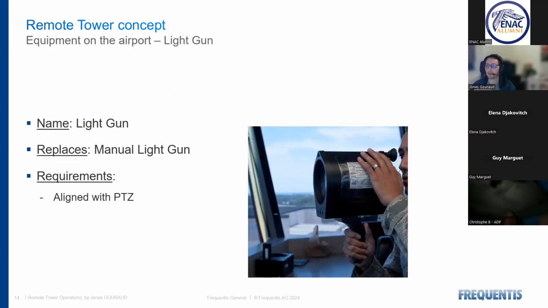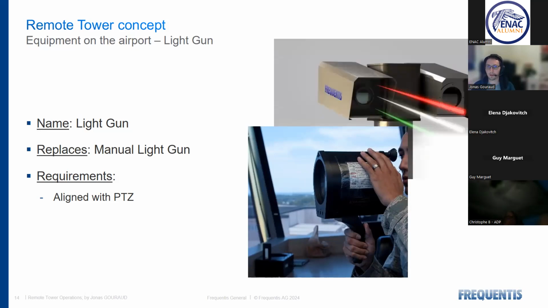As you could see on the previous image, it's also possible to have the light gun integrated directly inside the pan tilt zoom cameras. The idea is that if you move the cameras, then you'll be able to move the light gun at the same time, which makes everything easier. I don't know if you had any opportunity to actually move the light gun, but this thing is pretty heavy.